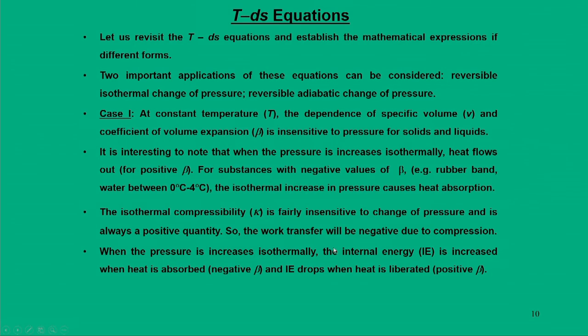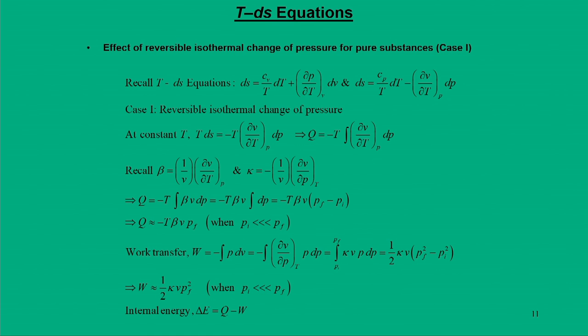Now, when the pressure increases isothermally, the combined effect of this heat and work will have an impact on internal energy. This internal energy is going to be increased. When heat is absorbed, for negative beta, the internal energy will drop when the heat is liberated. Now, let us see how we are going to prove these consequences mathematically.